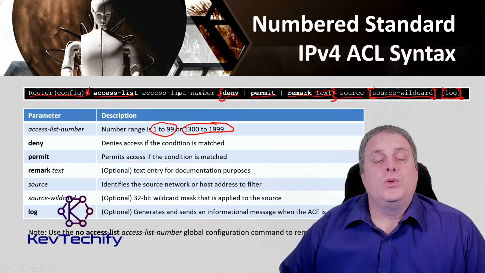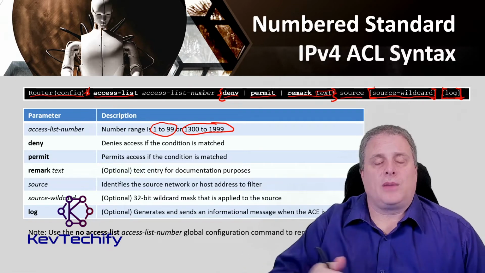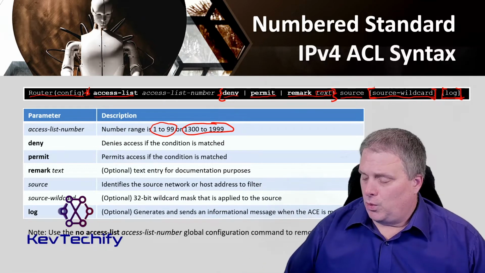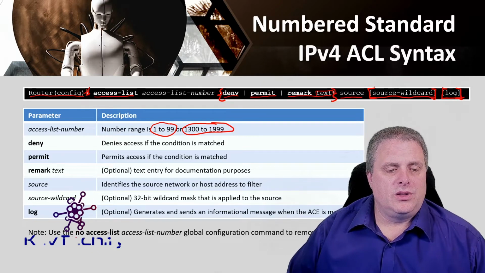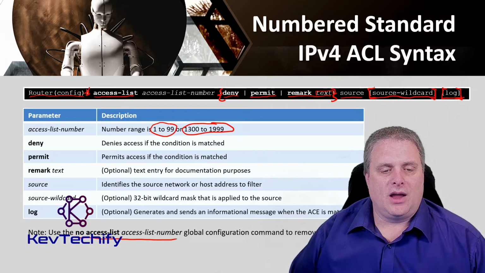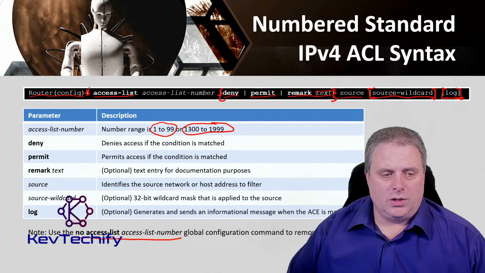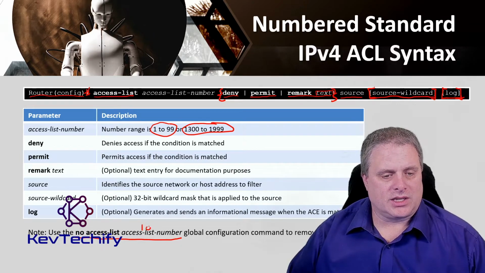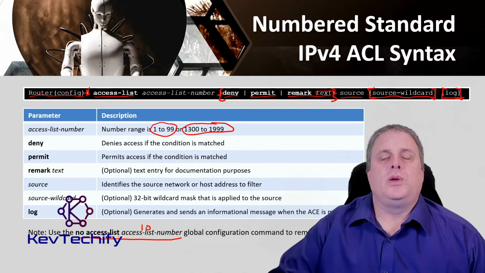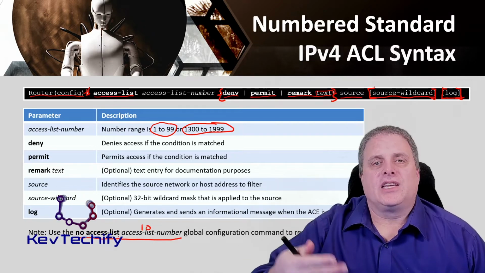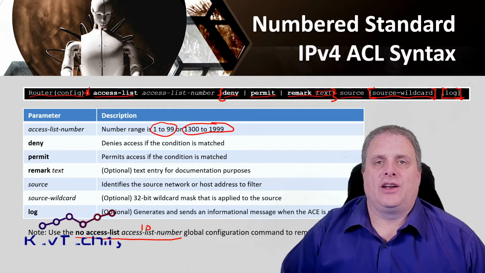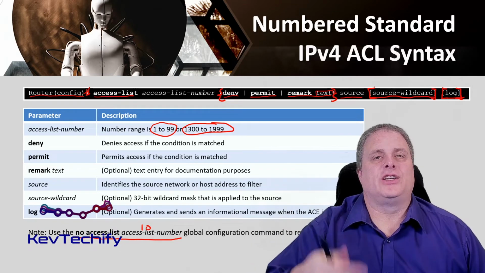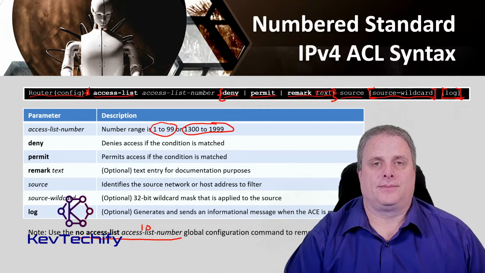If you need to remove a numbered standard IP version 4 access control list, what we can do down here is use the no access-list command and then the number. All you do is put in no access-list and then what number it was, like access control list 10, and that will remove anything that has to do with that access control list 10. It'll remove all those access control entries that are associated with it.